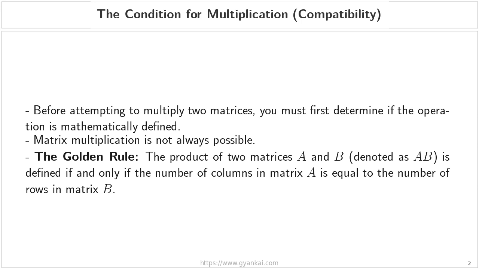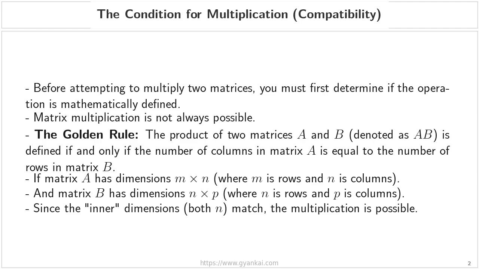The product of two matrices, A and B, denoted as AB, is defined if and only if the number of columns in the first matrix, A, is exactly equal to the number of rows in the second matrix, B. To visualize this, let's look at the dimensions. If matrix A has dimensions m by n, where m represents the rows and n represents the columns, and matrix B has dimensions n by p, where n represents the rows and p represents the columns, we can see that the inner dimensions, which are both n, match. Because these inner dimensions are identical, the multiplication is possible.